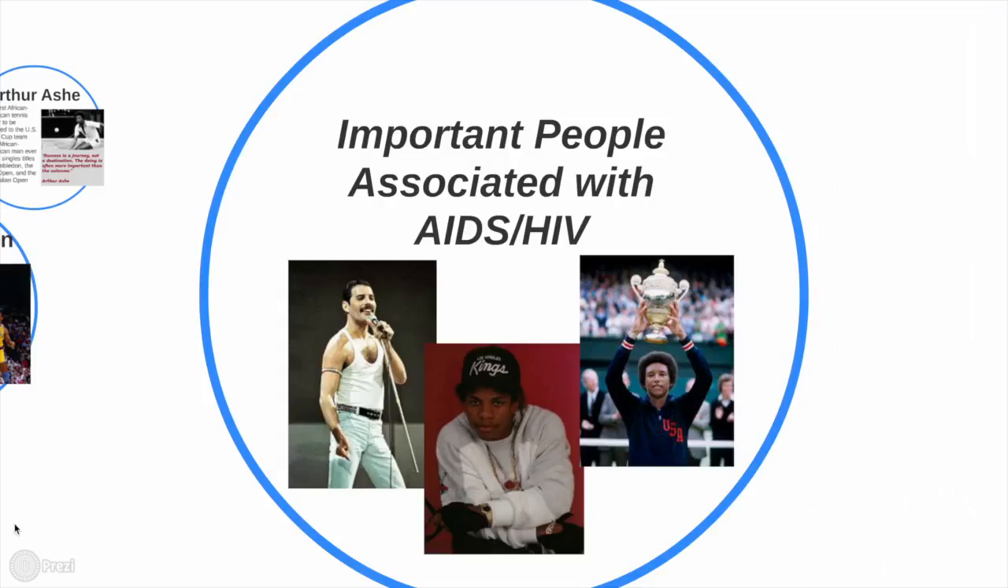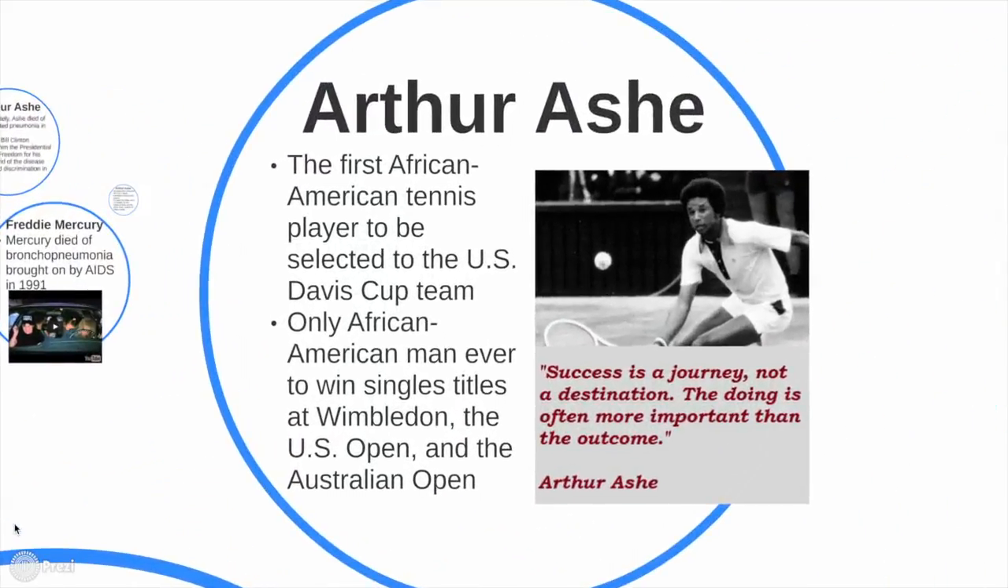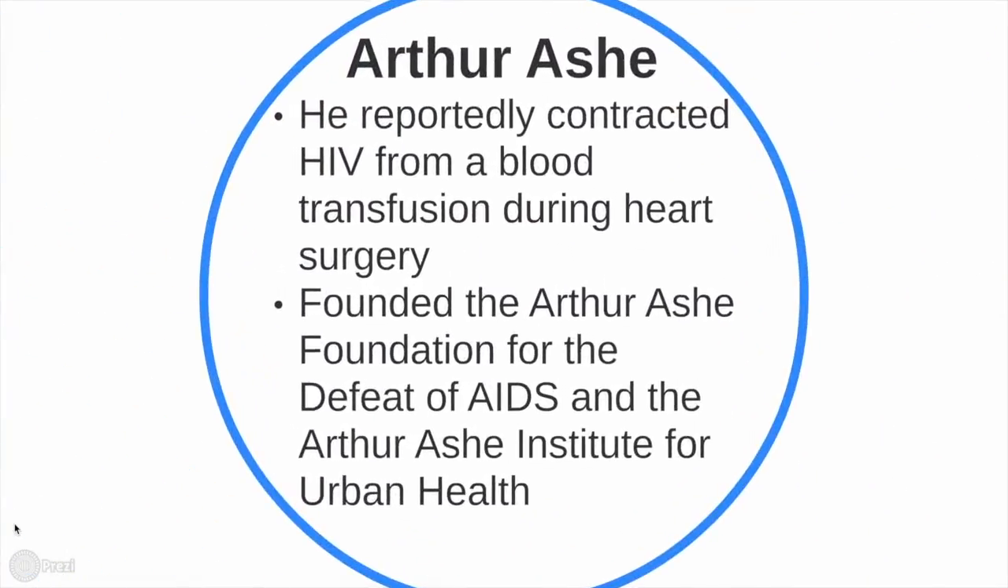Important people associated with AIDS/HIV. Arthur Ashe. He was the first African-American tennis player to be selected to the U.S. Davis Cup team. He was the only African-American man ever to win singles at Wimbledon, the U.S. Open, and the Australian Open. He reportedly contracted HIV from a blood transfusion during heart surgery. He founded the Arthur Ashe Foundation for the Defeat of AIDS and the Arthur Ashe Institute for Urban Health.